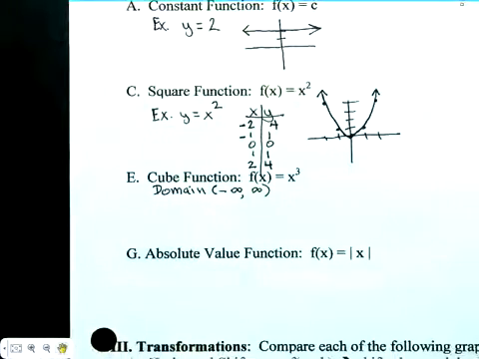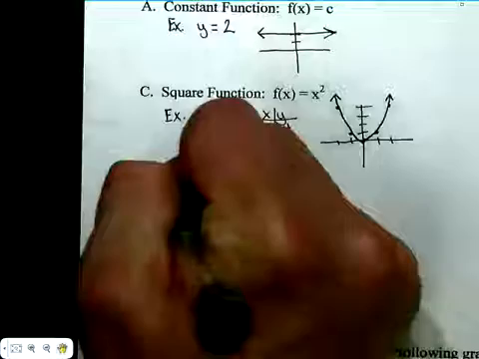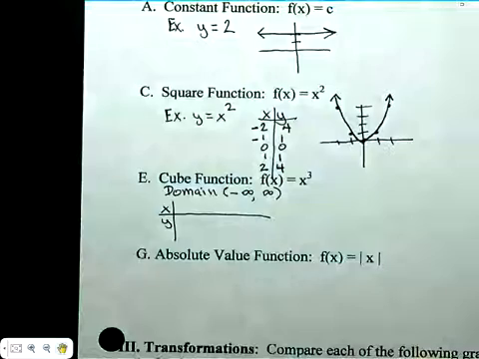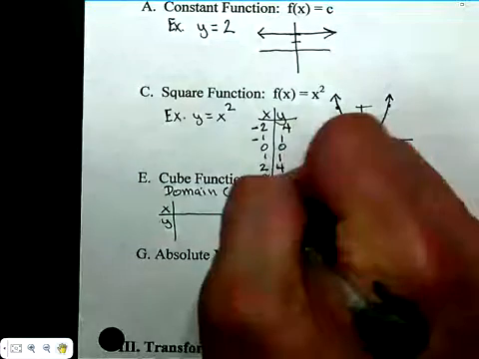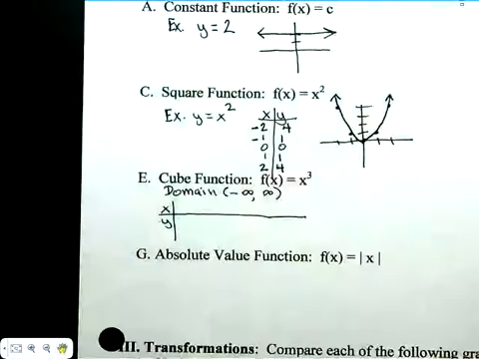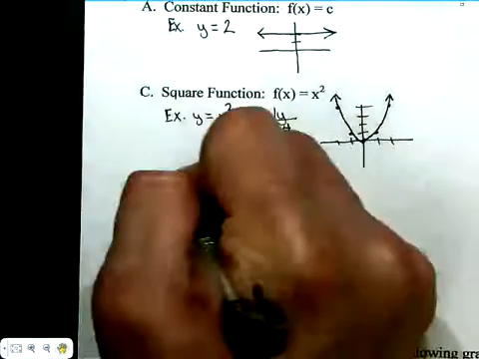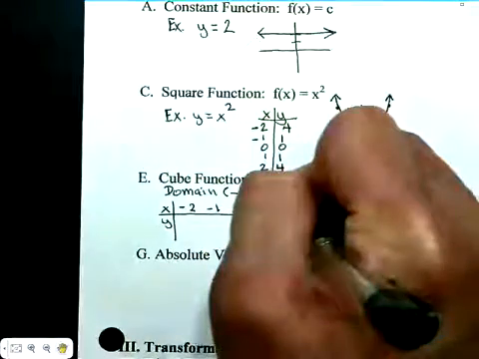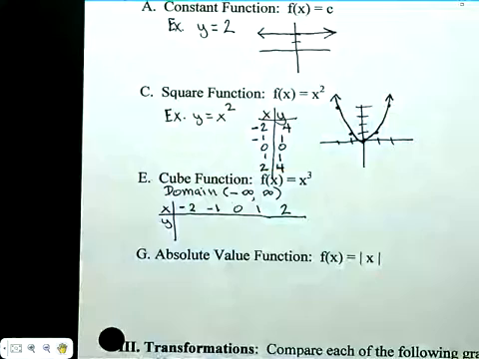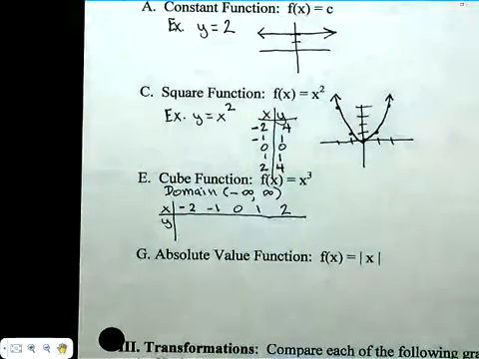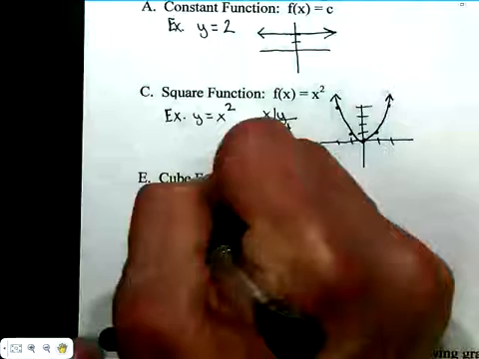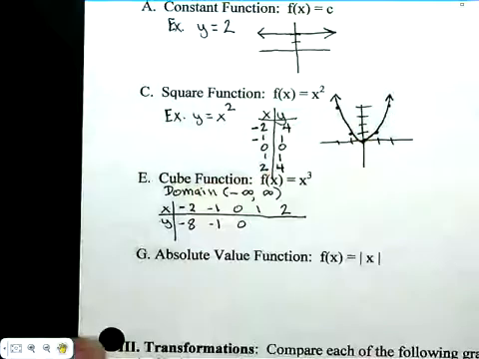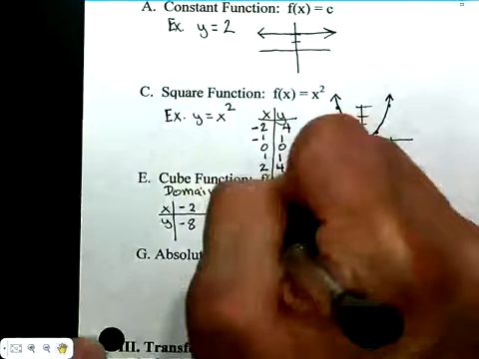I'm going to make a horizontal xy table here just because I don't have room for a vertical. And since I don't have any idea what this is going to look like, I better choose several points. Let's let x be negative 2, negative 1, 0, 1, and 2. And just cube each of those. Negative 2 cubed is negative 8. Negative 1 cubed is negative 1. 0 cubed is 0. 1 cubed is 1. 2 cubed is 8.